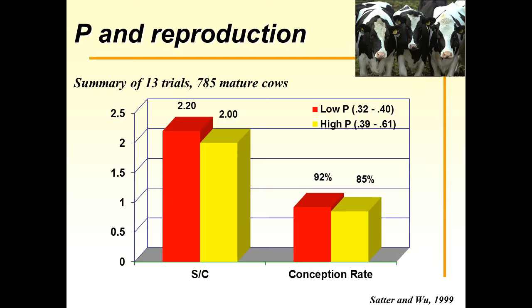So I think this meta-analysis really helped to reassure the industry, and so I don't hear this anymore. In case you hear it, the answer is no. There's no relationship between dietary phosphorus and reproductive performance.